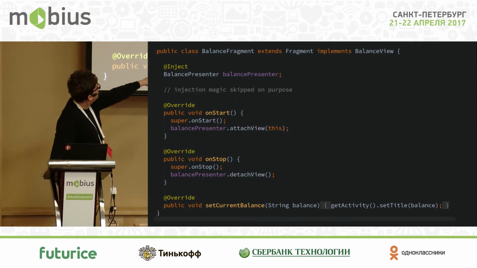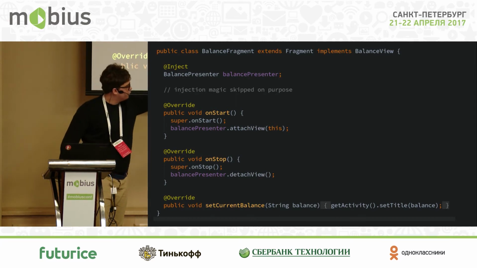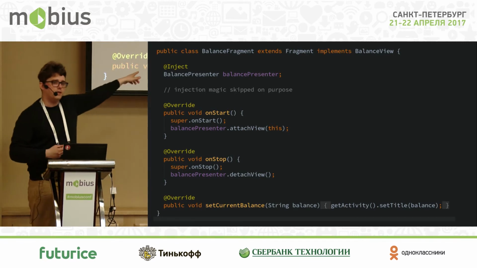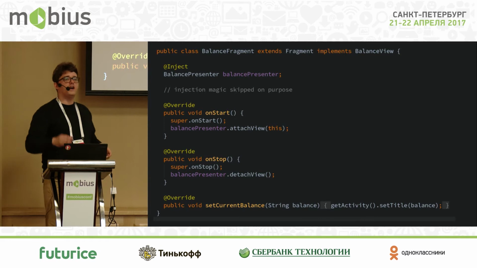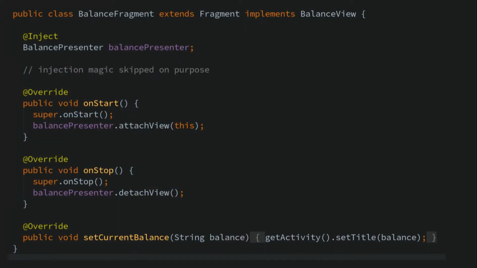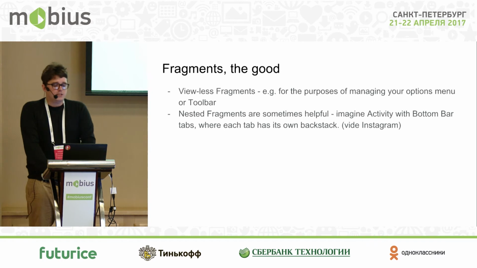We had the set current balance implemented on the balance view that was doing get activity's title. So the only thing, once we did that, to achieve the behavior of adding the balance to the activity was to just add this fragment on the first run of this activity, and the behavior was there. Right? It's like building from blocks. Pretty nice. Nested fragments are sometimes helpful.